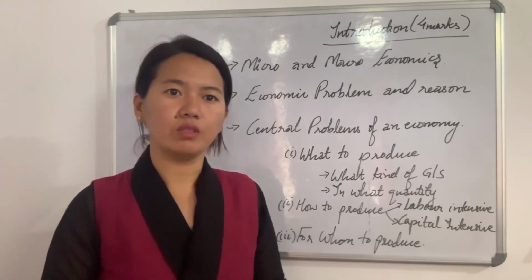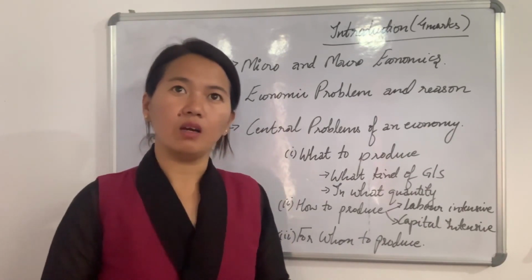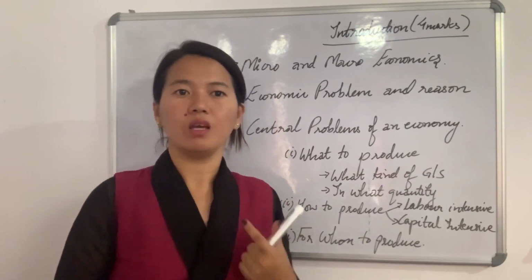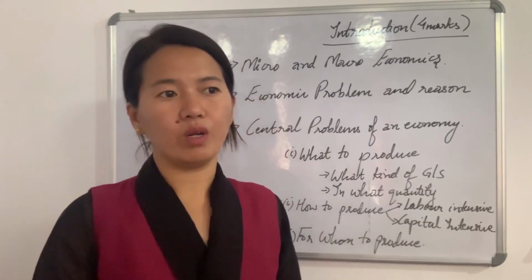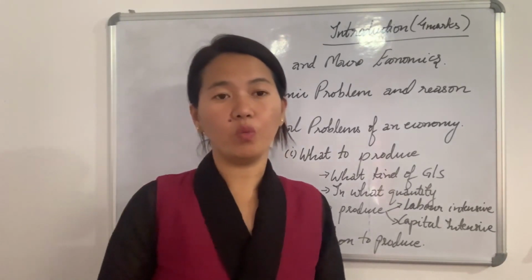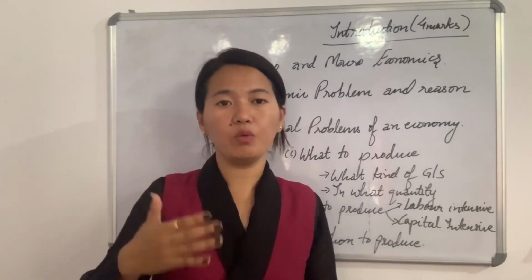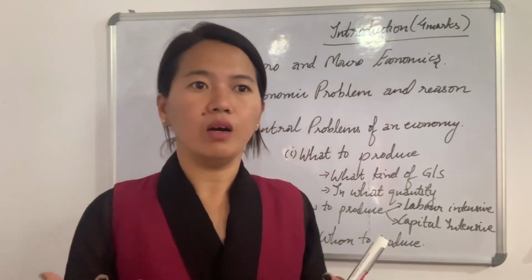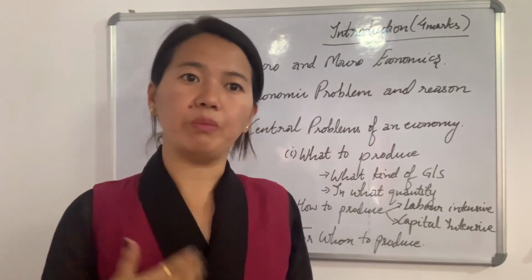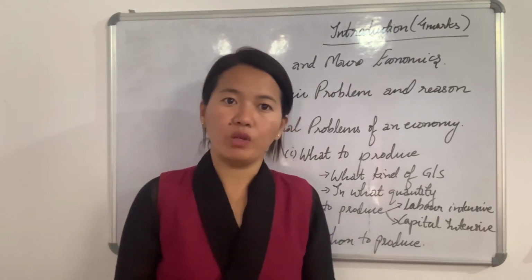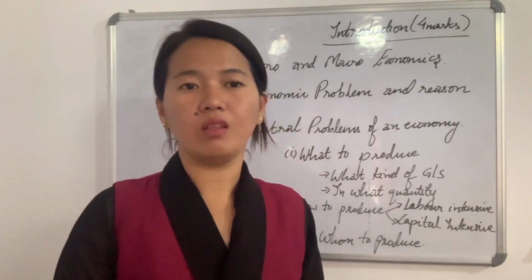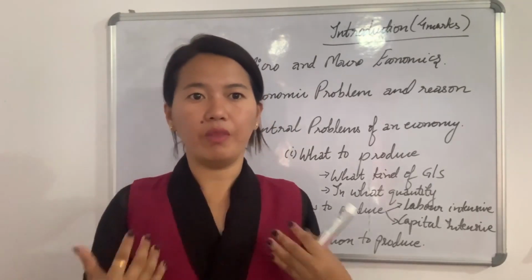The reasons for the economic problem are mainly three. The first one is that human wants are unlimited. As we all know, human wants are never ending. When one want is satisfied, many new wants come up. For example, suppose you have a cycle today, then tomorrow you would demand a new bike. Then when you have a bike, later you will definitely demand a car. In this way, human wants are never ending.